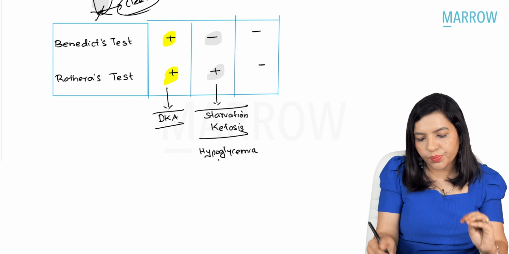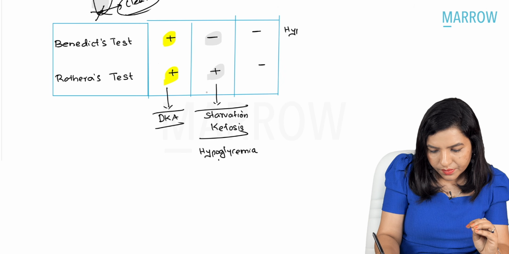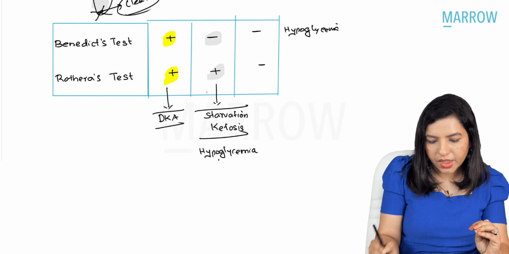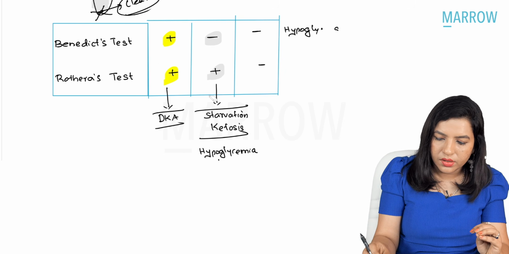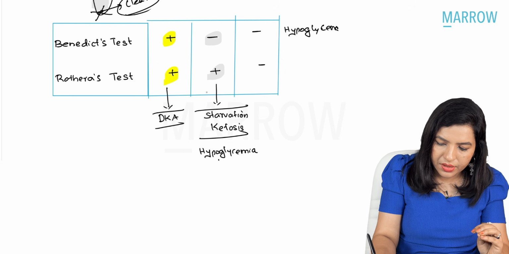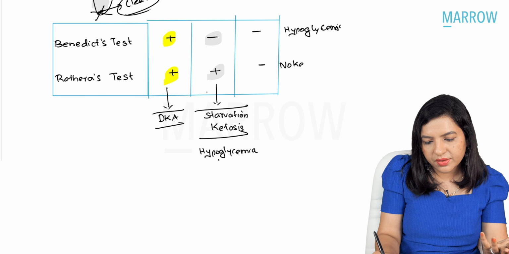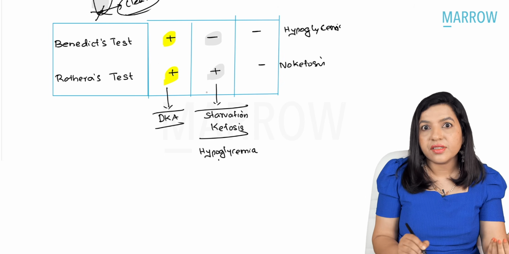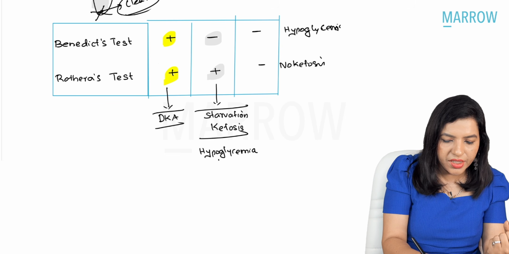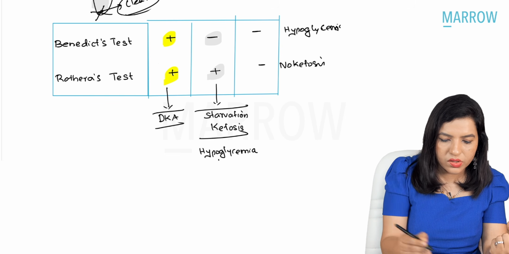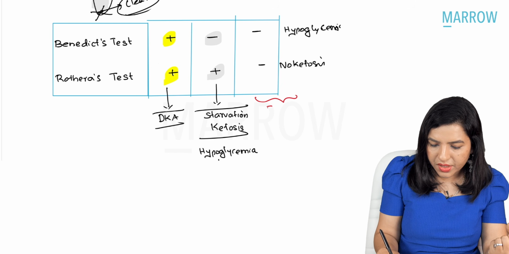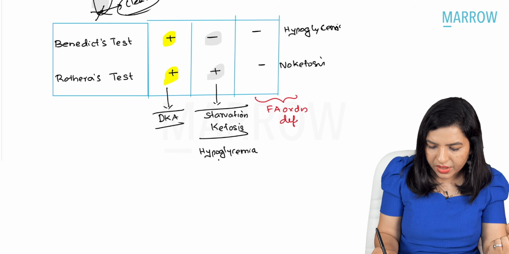So there is hypoglycemia, and there is no ketosis. So what is this? This is usually a defect in fatty acid oxidation. This is a fatty acid oxidation defect.